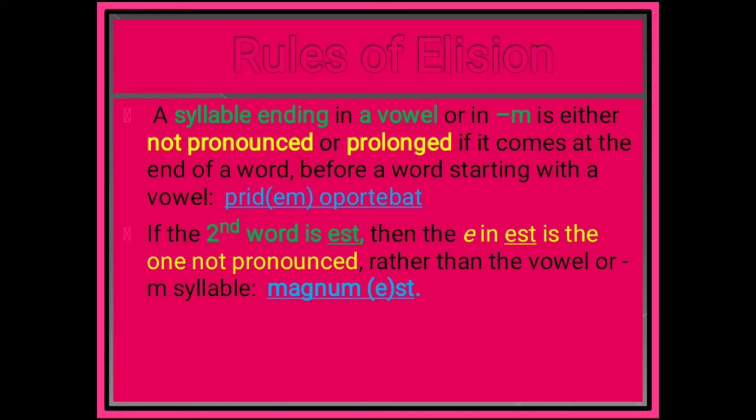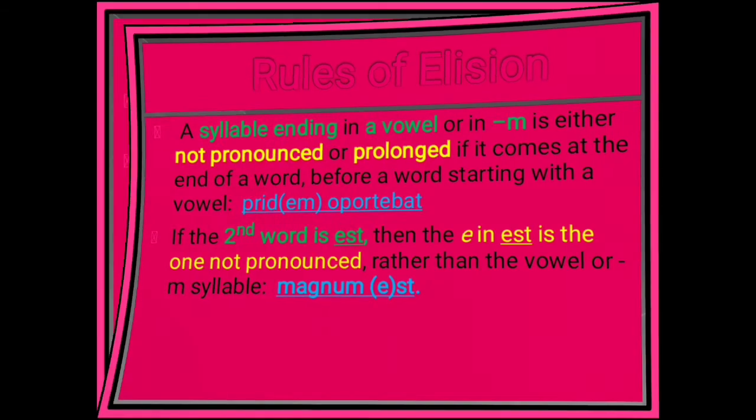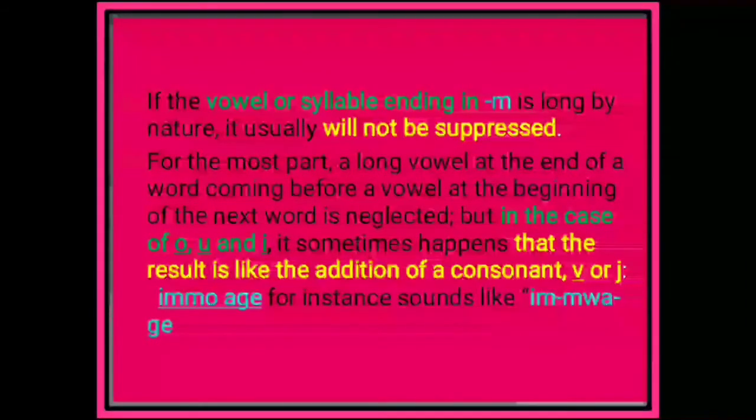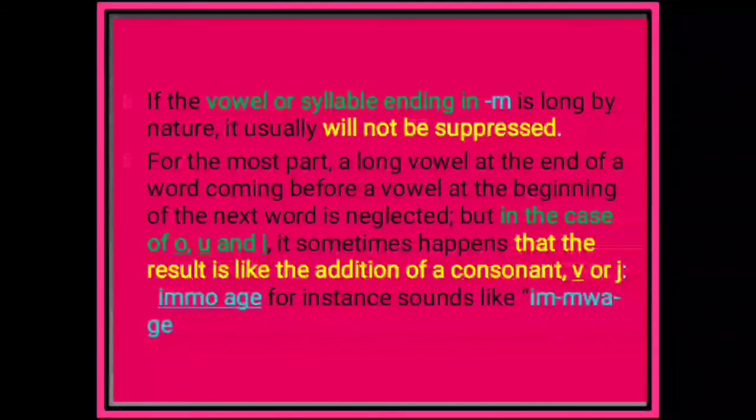The second rule is that if the second word is est, then the E in est is the one not pronounced rather than the vowel or M syllable, like magnanimist. In magnanimist, the E letter is not pronounced. The third rule is that if the vowel or syllable ending in M is long by nature, it usually will not be suppressed. It means any vowel or syllable ending in M will not be suppressed.